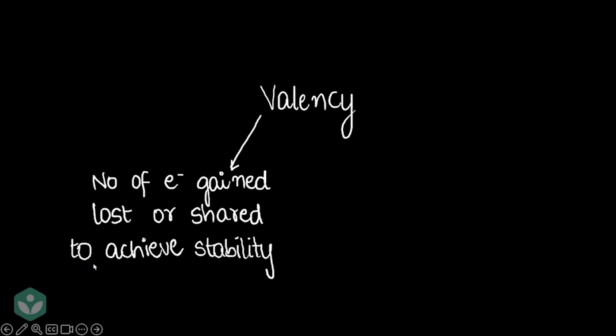In the previous video, we had discussed valency. We had discussed that valency is the number of electrons that are gained, lost, or shared to achieve stability, right? But did you think of where these electrons that are gained are coming from? Or if electrons are being lost, where do they actually go when they're lost? And what about electrons that are being shared? With whom are these electrons being shared?